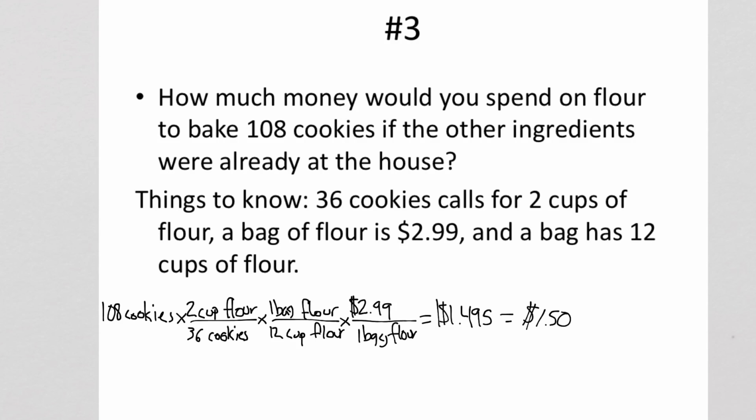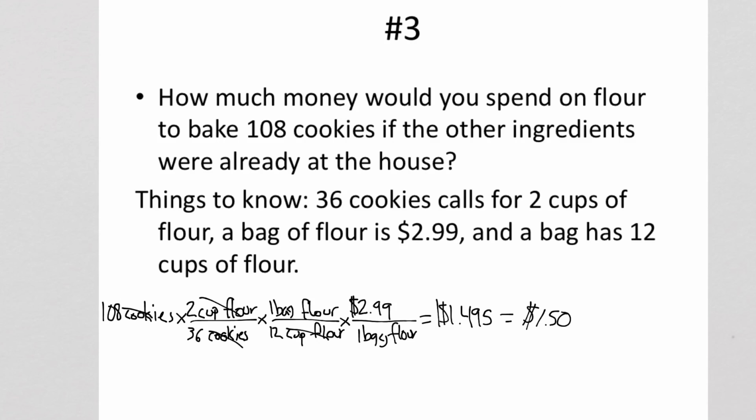Alright, so we have 108 cookies. We're trying to find out how much money you would spend on flour. Again, set up all your units, cookies, whatever's on top needs to go on the bottom. So you see top, bottom, cancel out. Cookies are related to cups of flour. Doesn't tell you that they're related to anything else, so that has to be the ratio. If cups of flour are on the top, cups of flour has to be on the bottom.